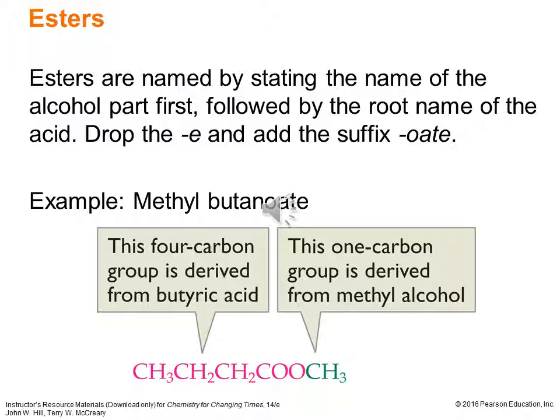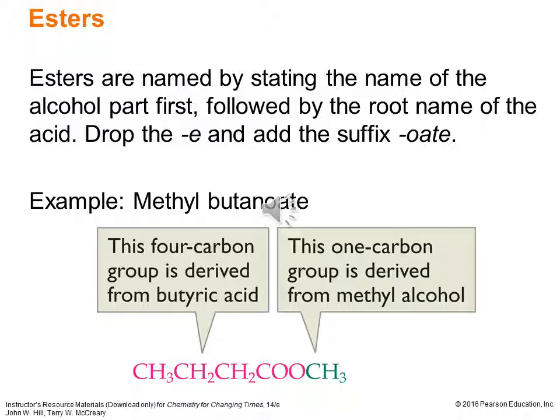Naming esters gets to be fun because it makes you think about the parents that made that ester. So you name the alcohol component first, and then the root name of the carboxylic acid, drop the E and add the suffix -ate. So, for example, methyl butanoate would have come from the methanol reacting with butanoic acid.